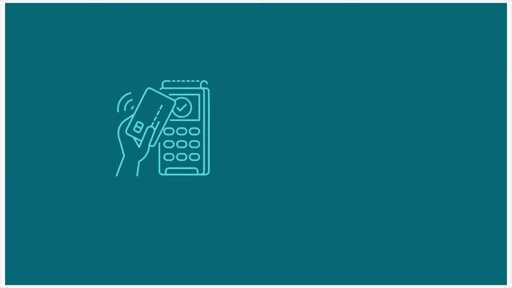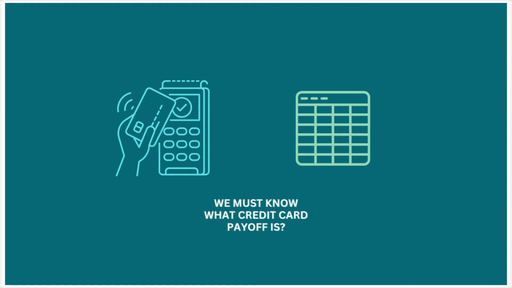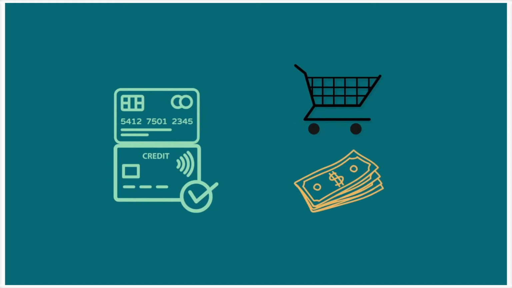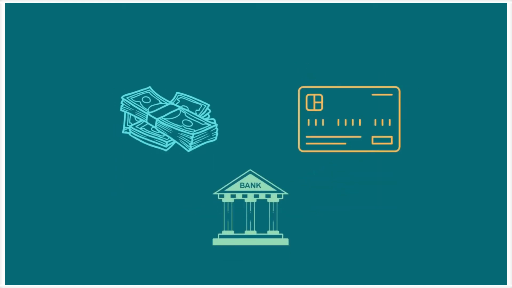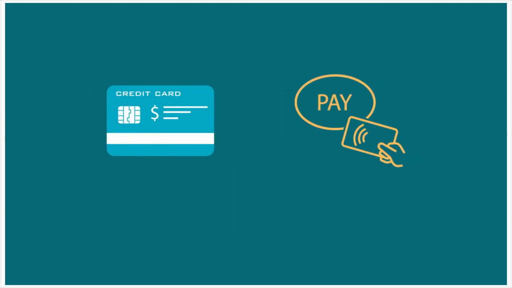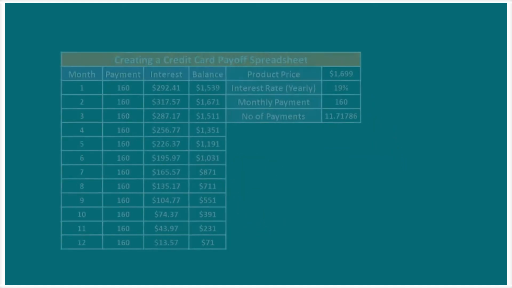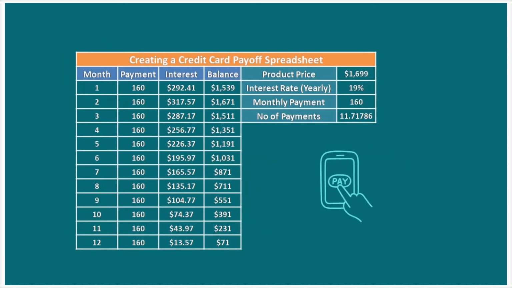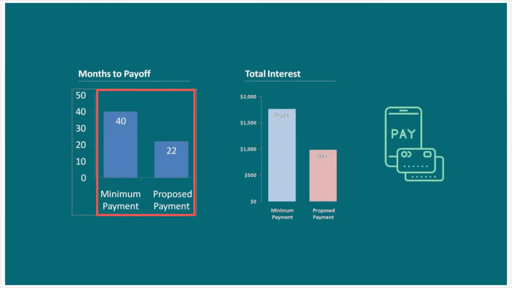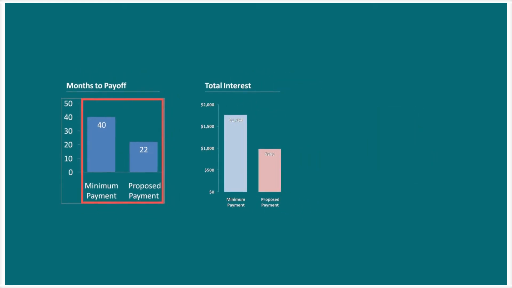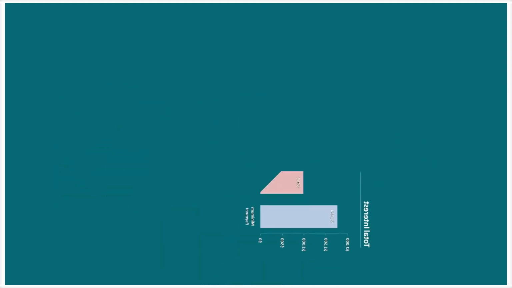Before creating the payoff spreadsheet, we must know what credit card payoff is. When you use a credit card to buy things or get cash, you are basically borrowing money from the company that gave you the card. This borrowed money adds up as a debt on your credit card. The credit card company usually makes you pay extra money, called interest, on this debt until you have paid it all back. To pay off your credit card, you have to keep giving the credit card company money regularly. This money helps you pay off the debt until it's fully repaid.